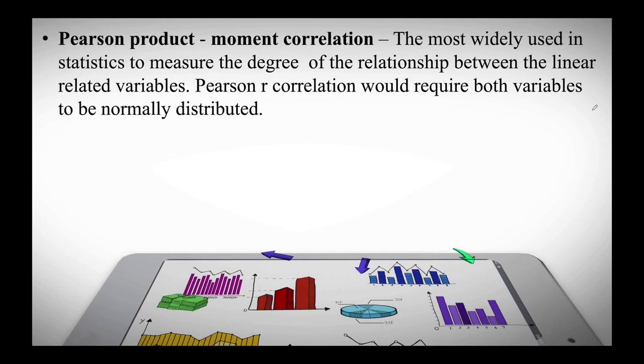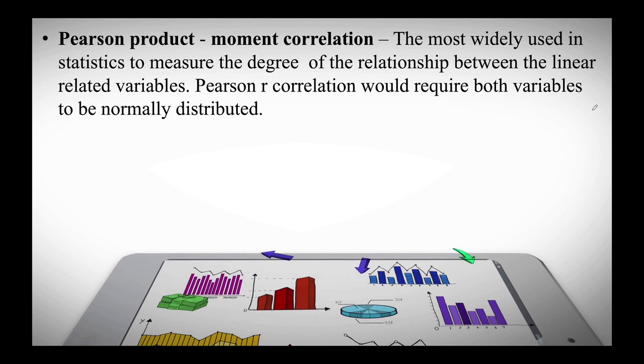So, PPMC is the most widely used in statistics to measure the degree of the relationship between linearly related variables. Actually, this is under parametric statistics. And Pearson r correlation requires both variables to be normally distributed. So, if your distribution is discrete, Poisson, or binomial, hindi po applicable si PPMC gamitin sa mga ganong uri ng dataset natin.